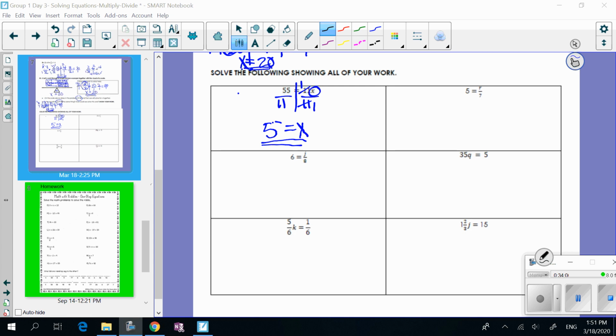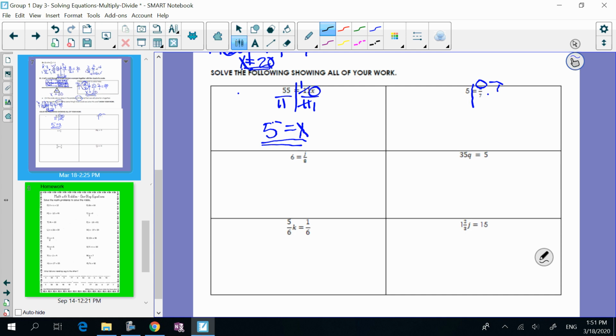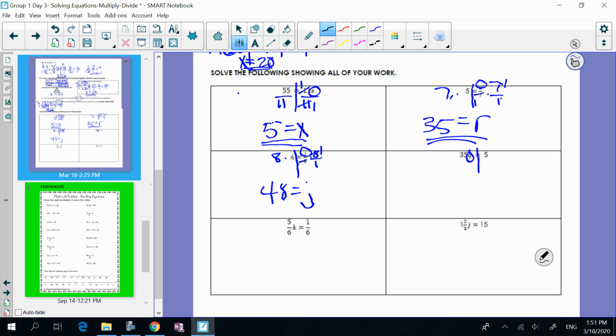Pay attention. The opposite of dividing by 7 is multiplying by 7. 7 over 1, those become 1s. I have r equals 35. Our second one, here's my variable. The opposite of dividing by 8 is multiplying by 8. Those go away, become 1s. I have j equals 48. On this one, here's my variable. The opposite of multiplying by 35 is dividing by 35. Those go away, become 1s. I just have q. 5 divided by 35, here's where step 5 comes in. I can actually divide both those by 5. That gives me 1/7.